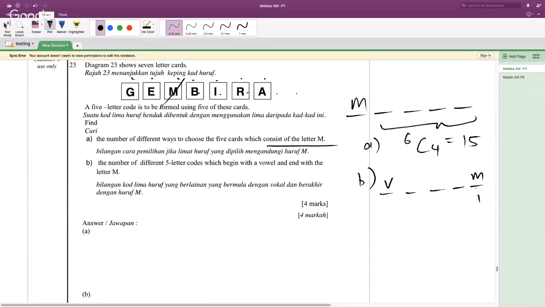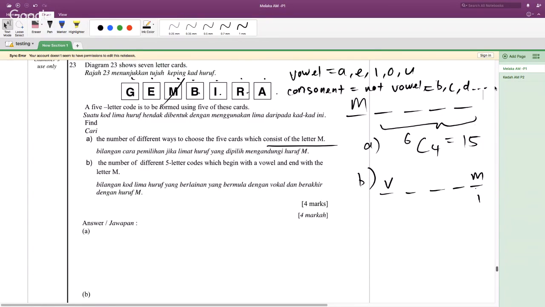Vowel, how many vowels? First thing you have to understand what is vowel. Vowel means A, E, I, O, U. Not vowel, we call it consonant. Consonant means not vowel, those like B, C, D until infinite, I mean all not A, E, I, O, U. So in this case, the vowels we have are E, I, and A. Sorry, what am I doing?